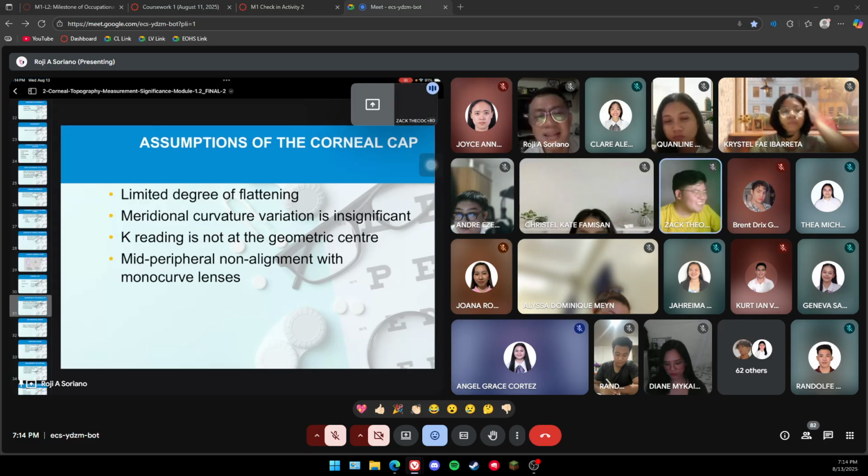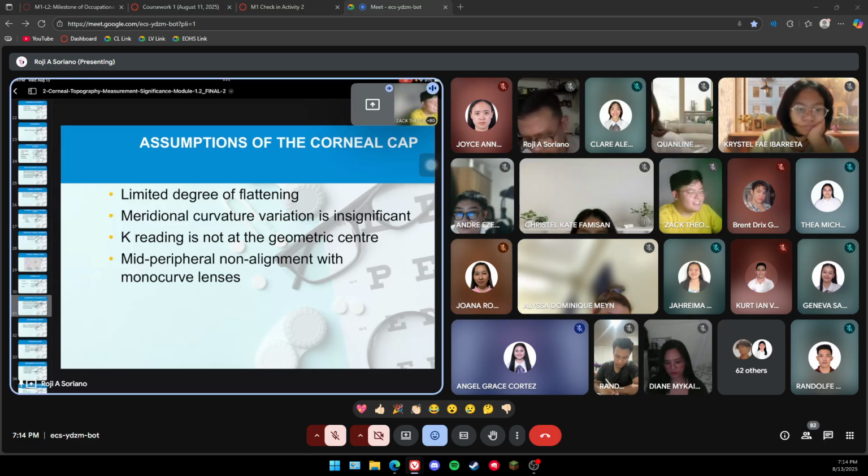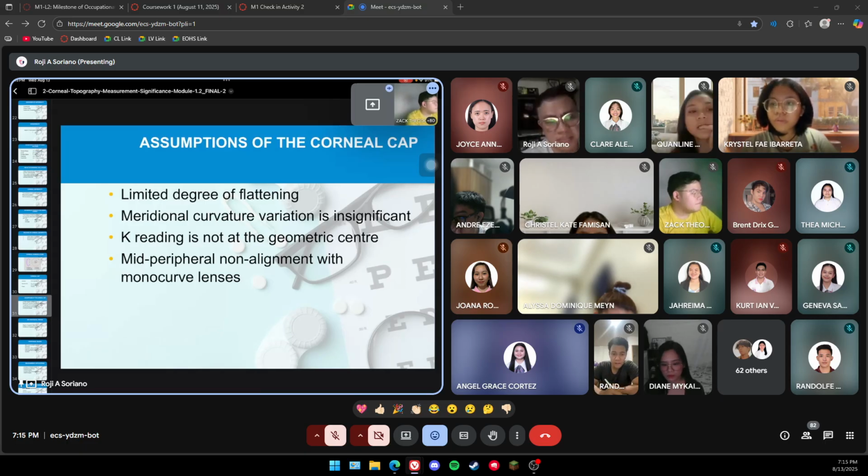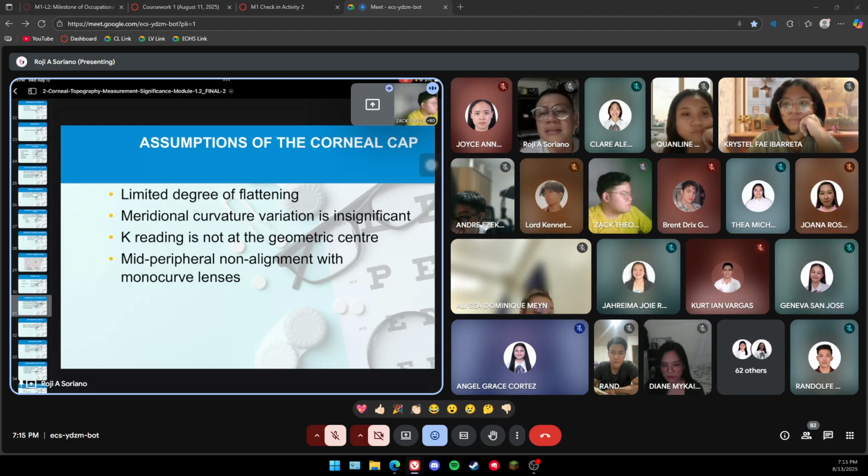Yes po. Right? Sometimes, whenever I see something like this, I go like, duh. Of course, there's going to be limited flattening. Why? It's the area where it is the greatest curve. So if you are at the greatest curve, the flattening there must be less. Correct? All right. Very good. And then meridional curvature variation is insignificant because we vary. We are not the same, right? Correct?